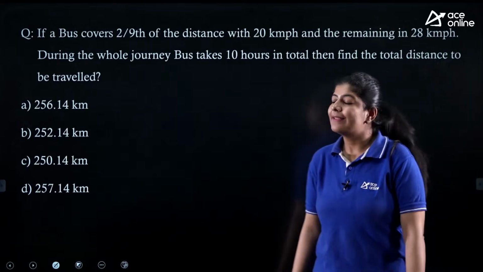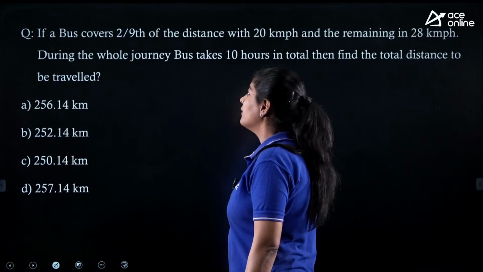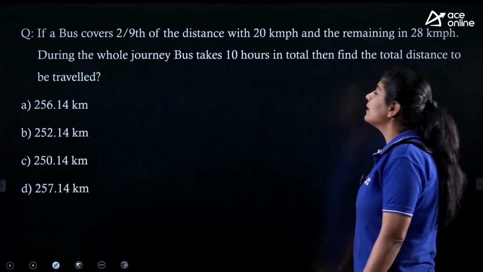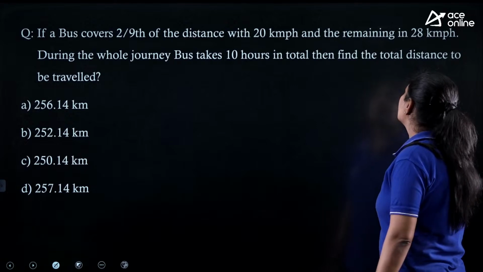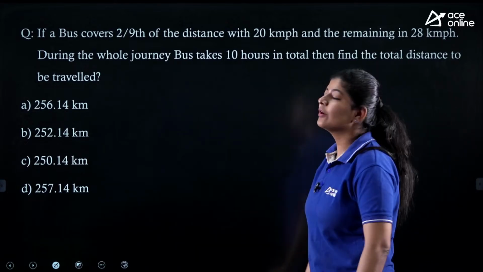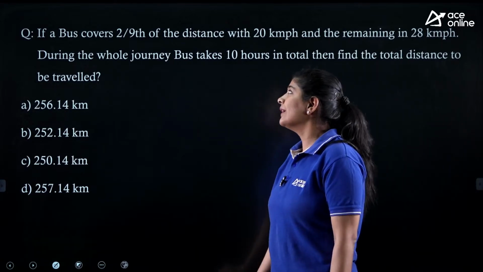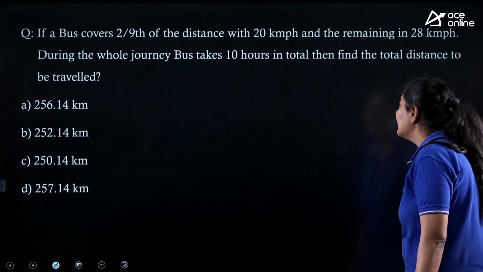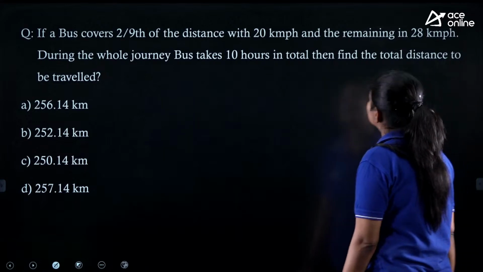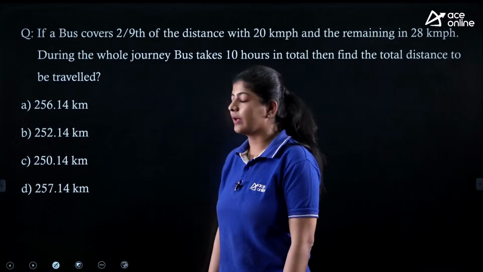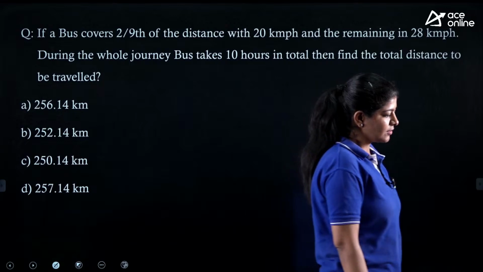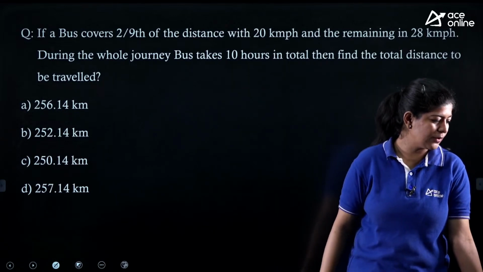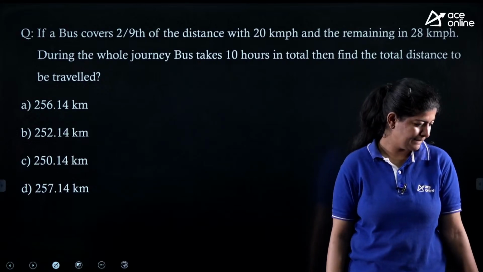Next, the next question says that if a bus covers 2 by 9th of the distance with 20 kilometers per hour and the remaining with 28 kilometers per hour, and during the whole journey the bus takes 10 hours in total, then find the total distance to be travelled. So just try to understand the language of the question and let me know what answer you people are getting.